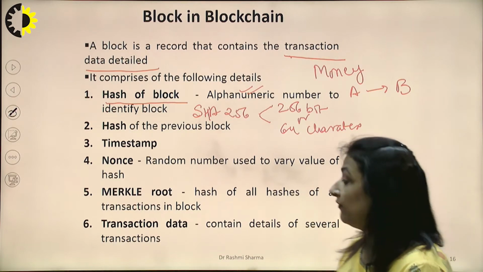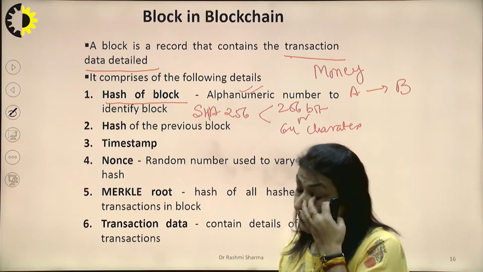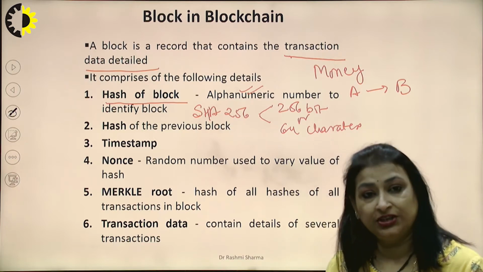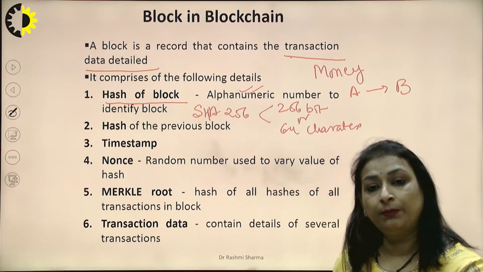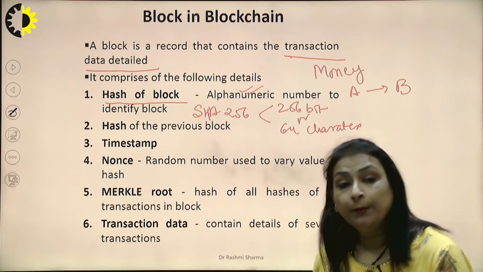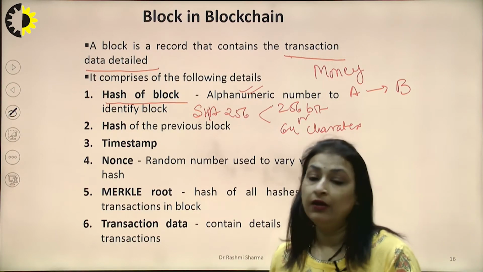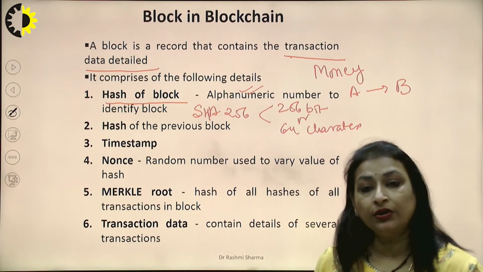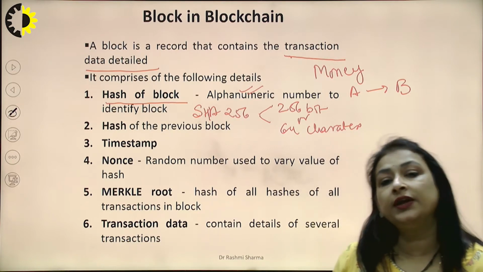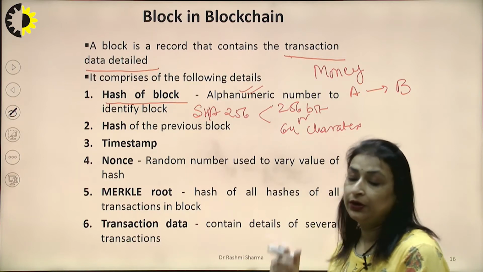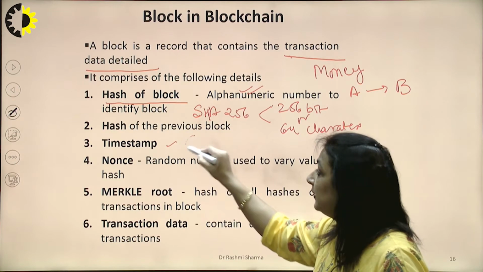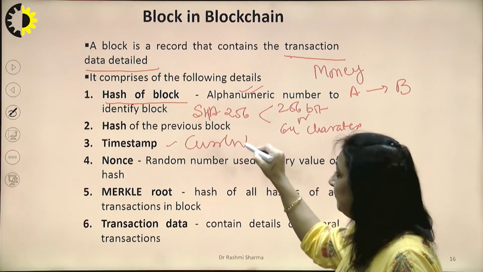Then we have the hash of the previous block. As we have seen in hashing, we would be using the hash chain. So obviously the hash of the previous block is necessary because that acts as a handle for connecting to the previous block. The handling of that previous block is done by this hash of the previous block. Then the timestamp, which is the current time.